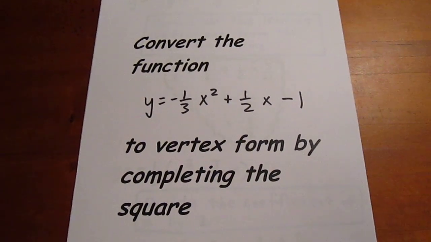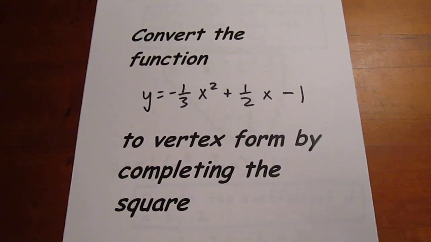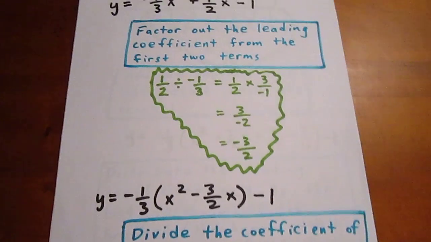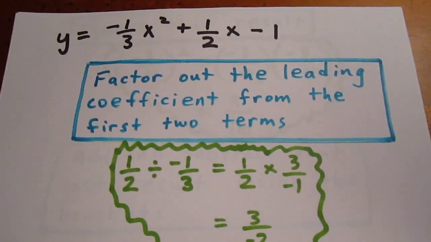What we want to do here is convert the function y equals negative 1/3 x squared plus 1/2 x minus 1 to vertex form by completing the square. We're going to follow our steps methodically. First thing we want to do is factor the leading coefficient out from the first two terms.